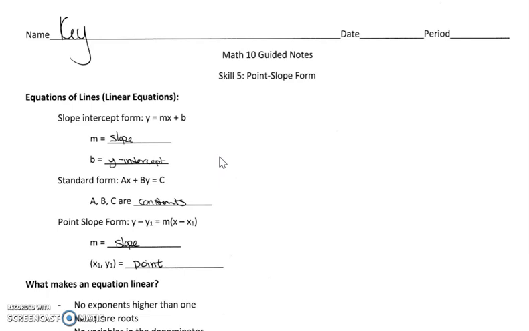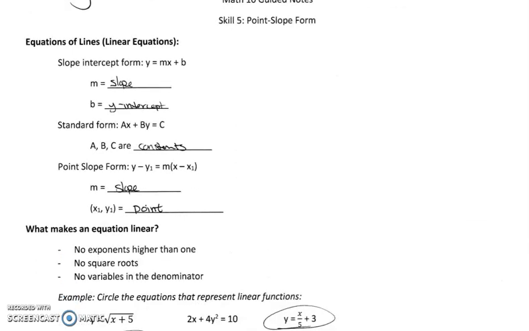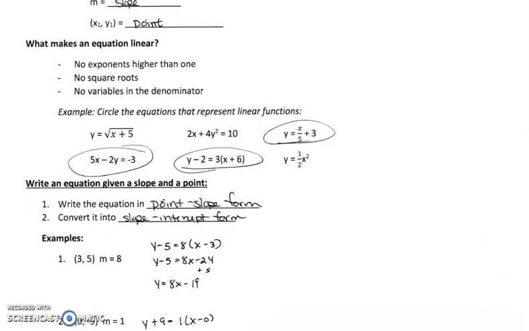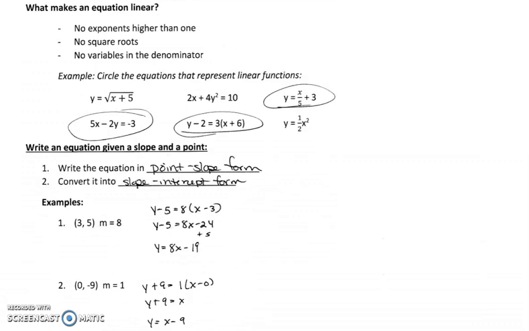Okay, notice we call these all linear equations. We talked about the fact that your graph should always be lines. But let's talk about what the equations look like, and on your notes, you've got a list right there. It says, what makes an equation linear? No exponents higher than 1, right? So x squared would be quadratic, x cubed would be cubic, x to the 4th power would be quartic, right? Linear is when x and y are both to the 1st power.